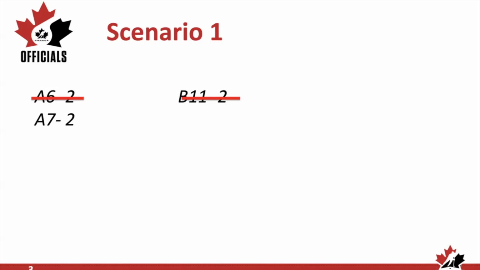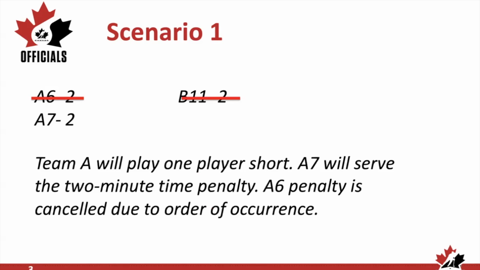Now, A6 and B11 still go to the box. They still serve 2 minutes each, but no time goes up on the clock for them. So in this case, we're going to be playing 5-on-4 with Team A playing one player short for the 2-minute time penalty. A6's penalty is canceled due to order of occurrence. Canceled doesn't mean he doesn't serve it. It means he still goes in and serves the minor penalty.